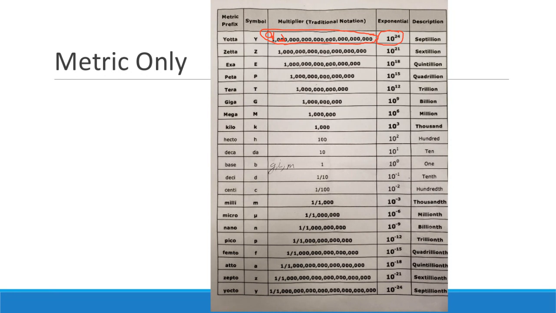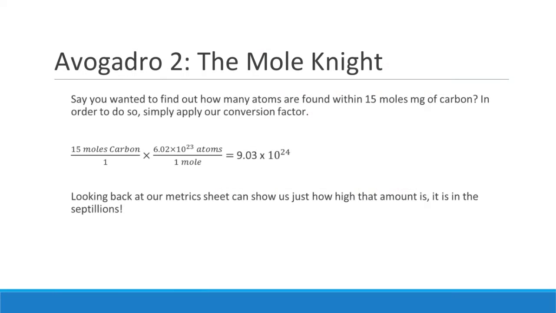I might be getting ahead of myself. I find it fascinating how we represent these large and small numbers and just how crazy our calculations can get. It's one of the cooler things for chemistry and math for me. So looking back at our metric sheet can show us just how high that amount is. It is in the septillions. That's the point I wanted to make.